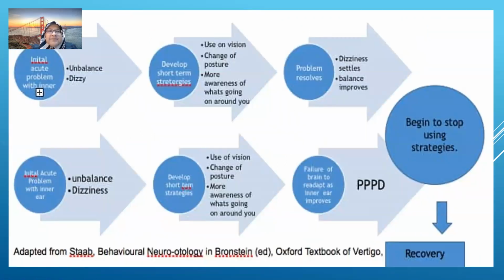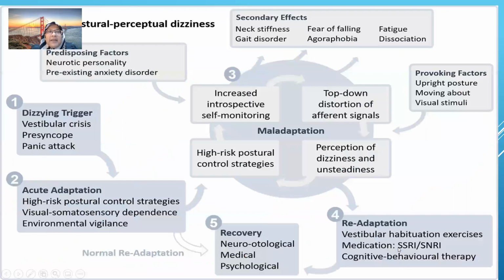If you can see here, this is what happens. Sorry for the slide, I think it is a bit blurry. There is an initial acute problem, imbalance, and they develop short-term strategies. So they begin to stop using the strategy. For example, if they have all this problem and the brain fails to readapt, this is what we call PPPD. And, inshallah, they will recover with a proper balance rehab exercise if it is introduced to them.